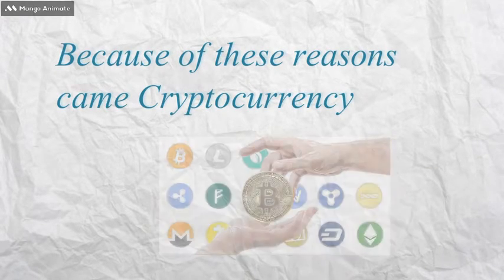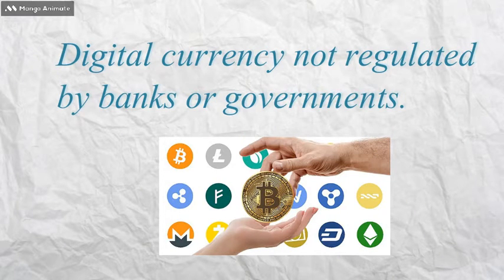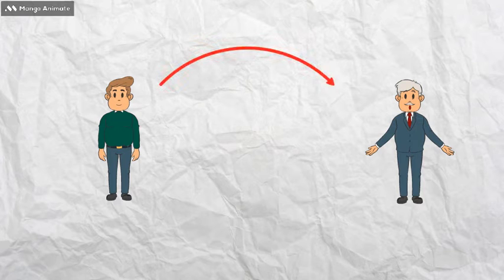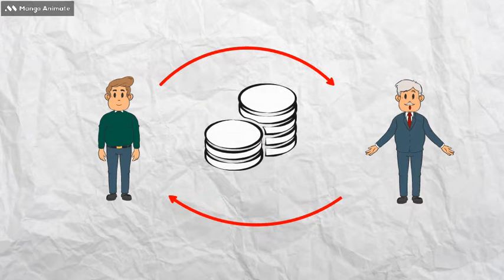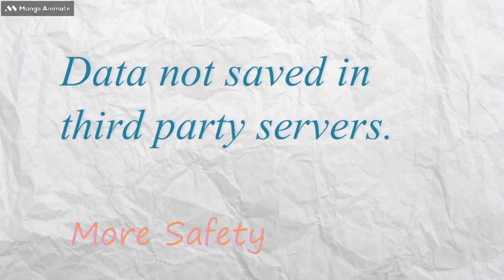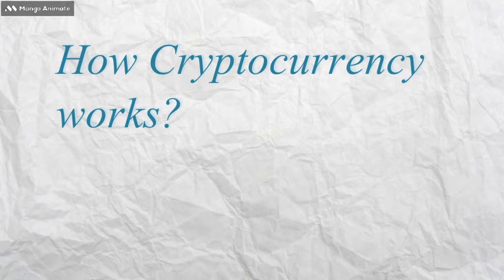So came cryptocurrency. So what is cryptocurrency? It is a digital currency which is not regulated by banks or governments. You can send a cryptocurrency to your friends without facing the issues I mentioned for money transfer. And the data won't be stored in a third-party server, and hence more safety. The concept is good, right? Let's see how cryptocurrency actually works.